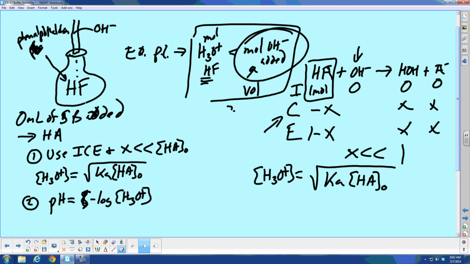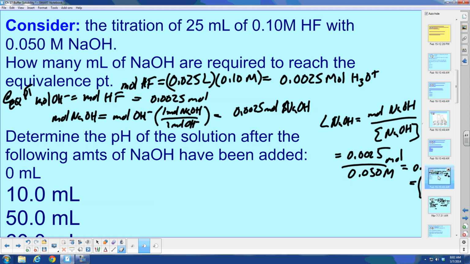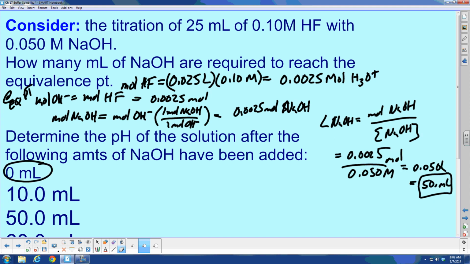Let's go back and let's do this in real life. So here we go. 0 strong base has been added, so that means I only have HF. We need to know the Ka for HF, right? So the Ka for HF is equal to 6.4, I believe. Let me check my handy-dandy sheet. Nope, 6.8 times 10 to the minus 4th.